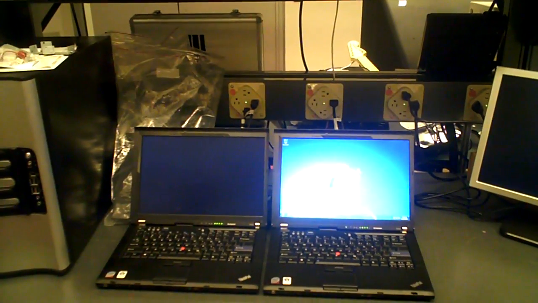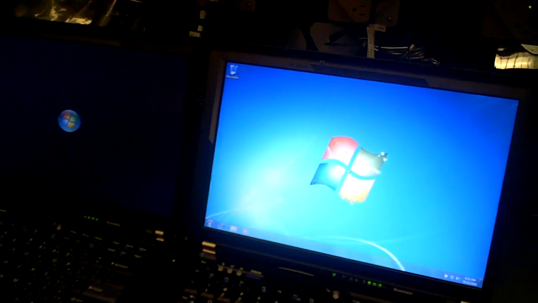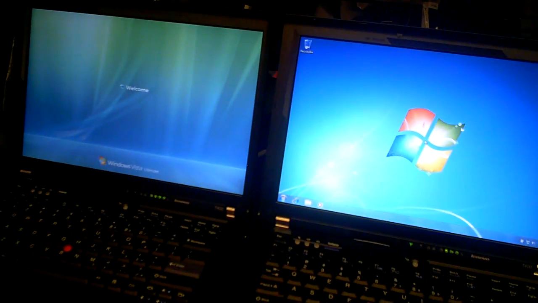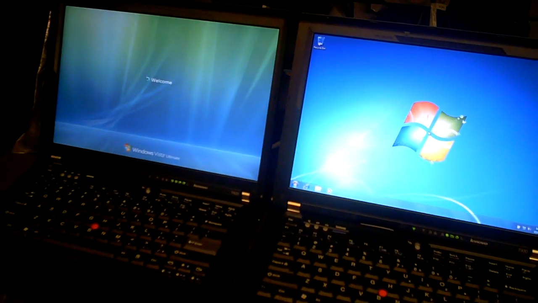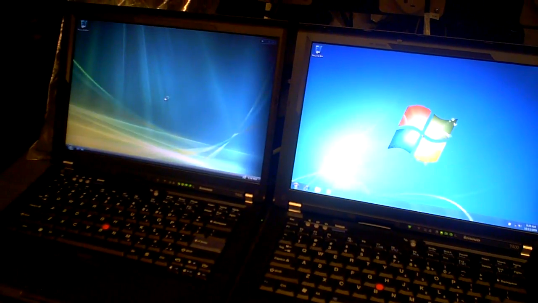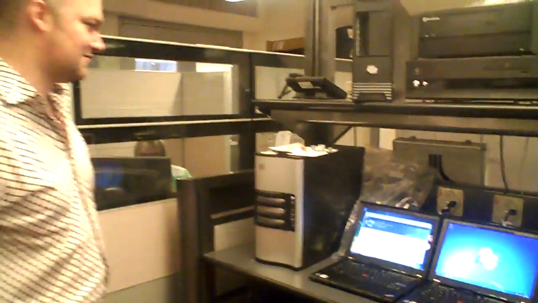Vista's not far behind. There's definitely a much larger gap. So there you go. Winner, I would say, far and away. I think Windows 7. Windows 7. Faster than the two. Yep.